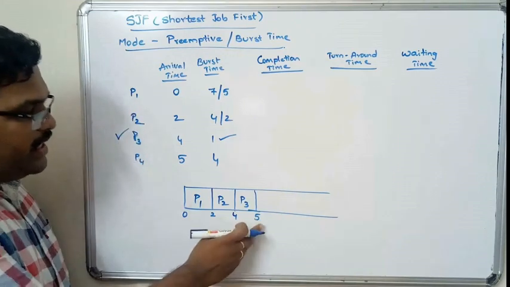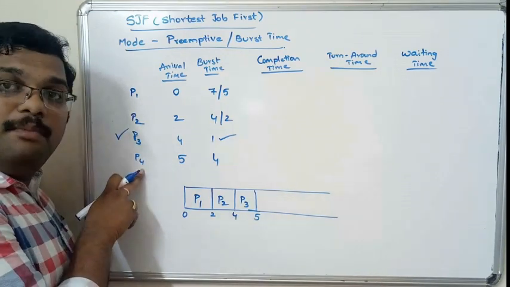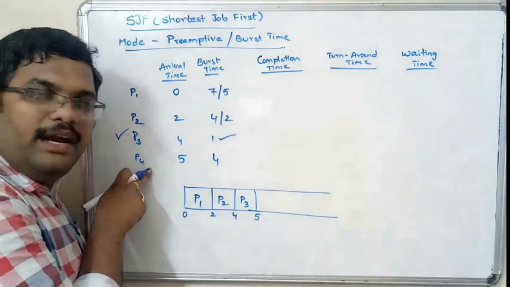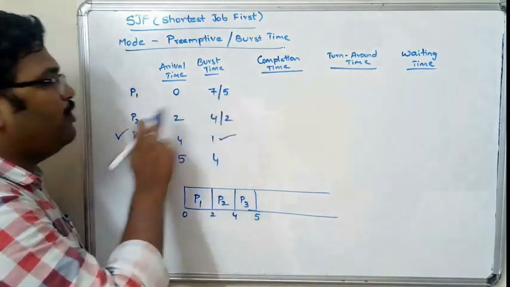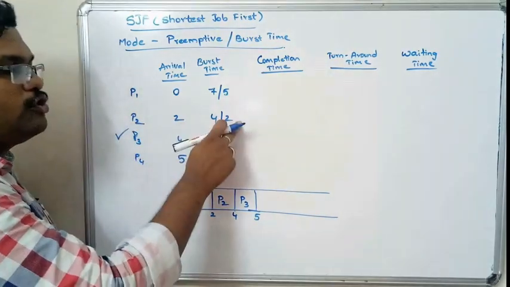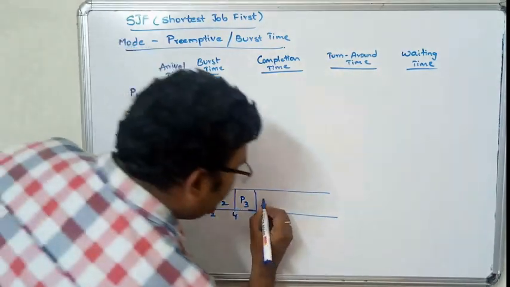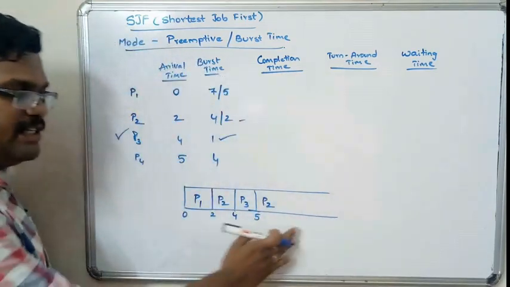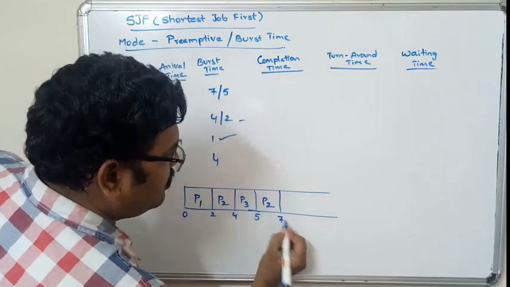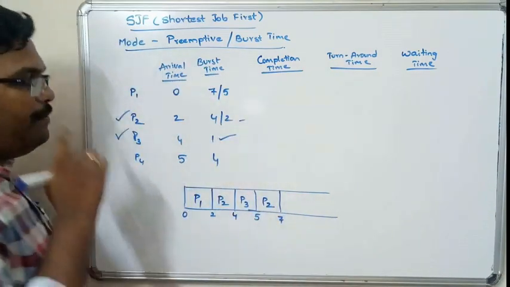This one is completed. Now at time 5, P4 is also available in the ready queue. So P1, P2, P4, 3 processes are available. P1 requires 5, P2 requires 2, P4 requires 4. Among these, P2 requires 2, the lowest burst time. So P2 is assigned to the CPU. P2 is completed.